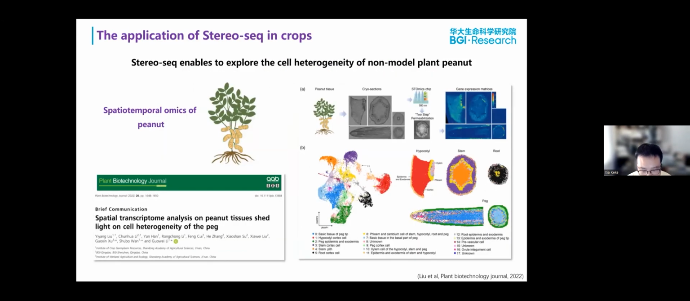In addition to Arabidopsis, Stereo-seq has also been applied in many other plants, such as peanut. Cell type annotation is quite difficult for single-cell studies, especially for non-model plant species that lack known marker genes. In peanuts, using Stereo-seq, the researchers have successfully explored the cell heterogeneity of peanut root, hypophysis, stem, and peg. This work has been published in Plant Biotechnology Journal this year.